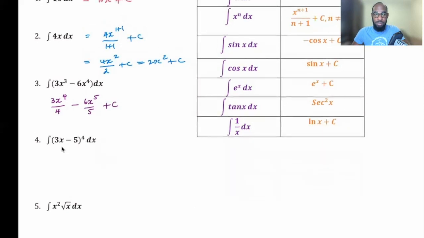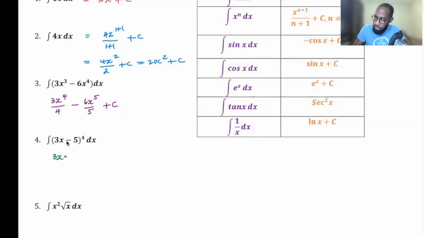treat this like you're treating it as x, and you find the integral of x to the power 4 dx. There's a substitution method you can use to do that. But I prefer to deal with the outside in, meaning we deal with the power outside. So the integral of 3x minus 5 to the power 4, we are going to deal with it one time.